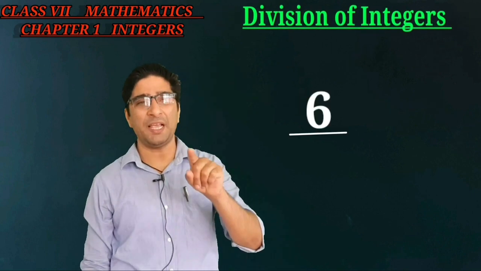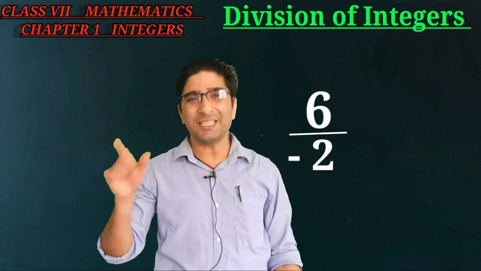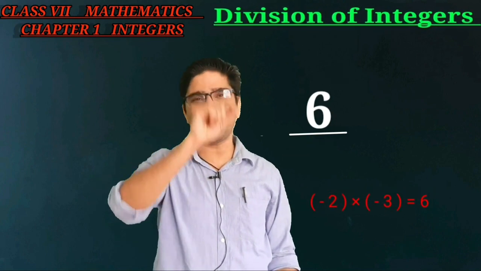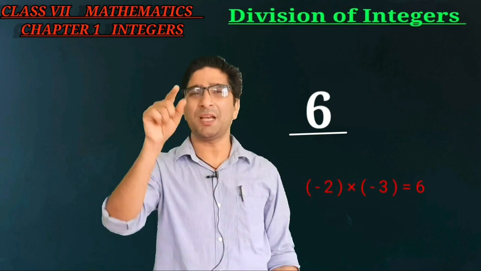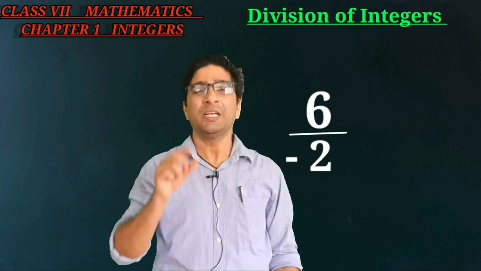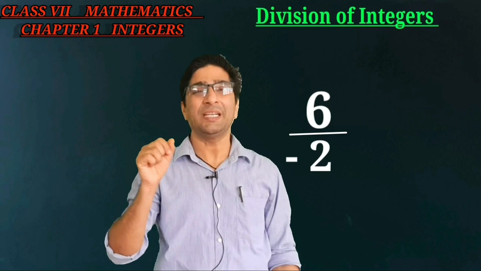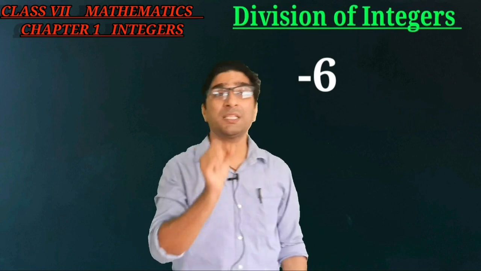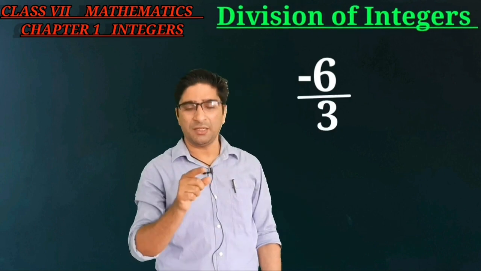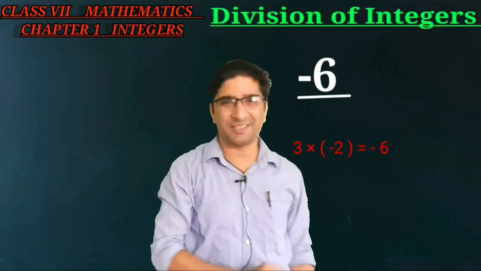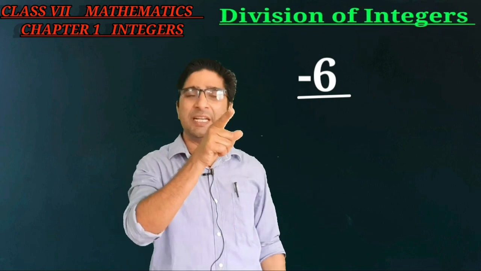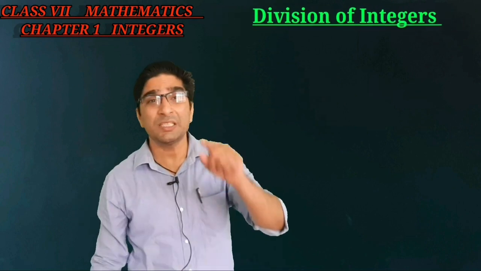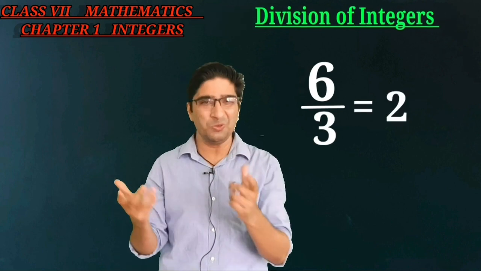Now 6 divided by minus 2: minus 2 minus 3 times is 6, because minus into minus there will be plus, isn't it? So minus 2 minus 3 times is 6. So 6 by minus 2 is equal to minus 3. Or suppose minus 6 divided by 3, then 3 into minus 2 will be minus 6. So it is equal to minus 2. Now 6 by 3 equal to 2, no problem.